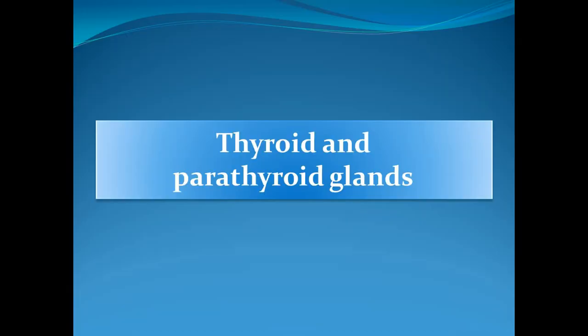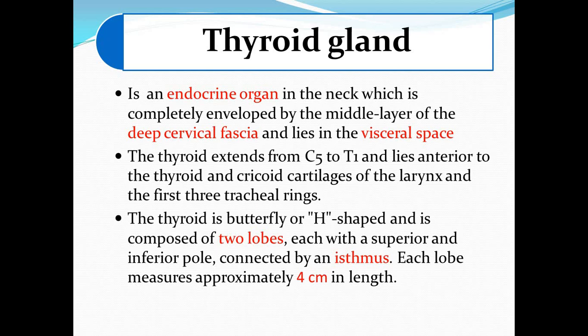So our next part, and the last part actually, is the thyroid and parathyroid glands. We know that the thyroid gland is one of the most important endocrine glands for the human body. It's found in the neck and completely enveloped by the middle layer, which is the pretracheal, within the visceral space. It extends from C5 to T1 and lies anterior to the thyroid and cricoid cartilages of the larynx and the first three tracheal rings.